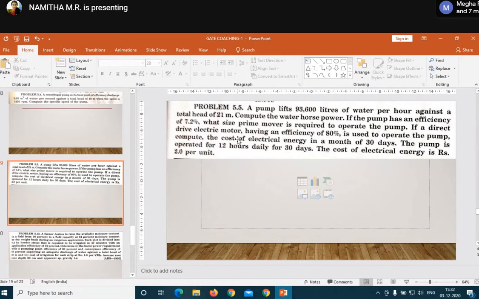The pump has an efficiency of, this is not 7.2, this is 72%. What size prime mover is required to operate the pump, if a direct drive electric motor having an efficiency of 80% is used to operate the pump? So this is the motor efficiency. Compute the cost of electrical energy in a month of 30 days. The pump is operated for 12 hours daily for 30 days. Cost of electrical energy is rupees 2 per unit. So we will see.